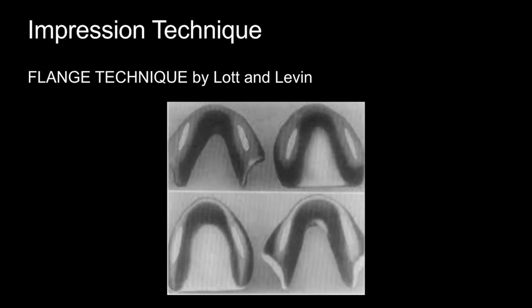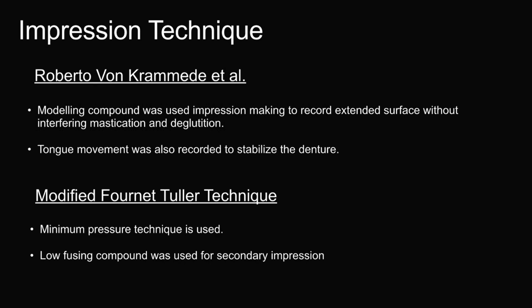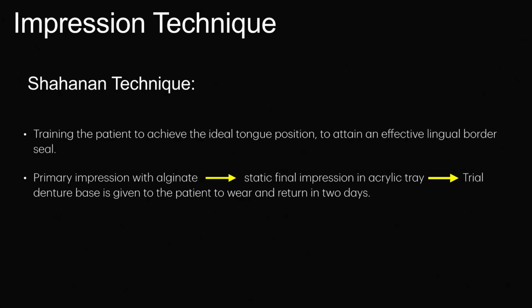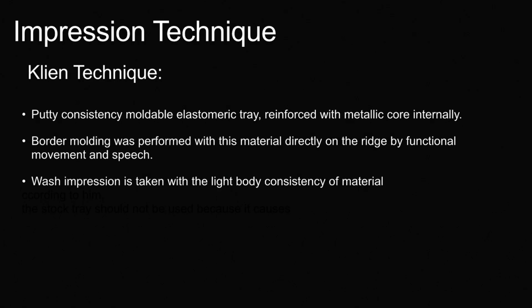This is the flange technique by Lawton Levin, basically for recording the neutral zone by using the fluid wax technique, and here along with that the flanges of the denture are also recorded using the fluid wax. Roberto Vaughan technique where the tongue movements were given importance and modeling compound was used. Modified Fornet Tiller technique where minimum pressure technique is used. Anand technique where training of the patient before taking the impression was given importance. Next is the clean technique in which putty consistency material with the metallic core was used for the primary impression, over that wash impression is taken with light body.